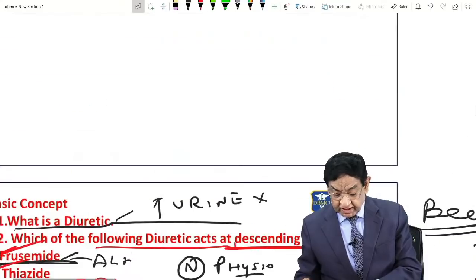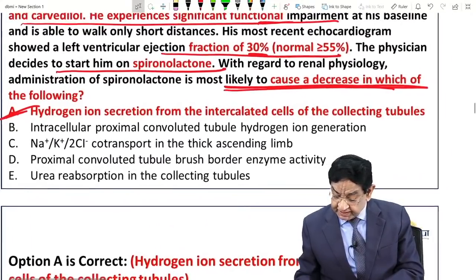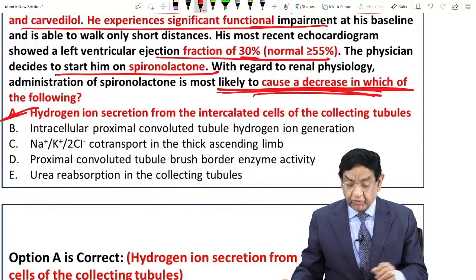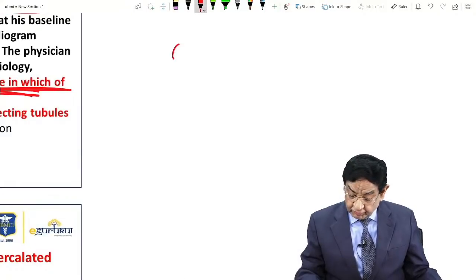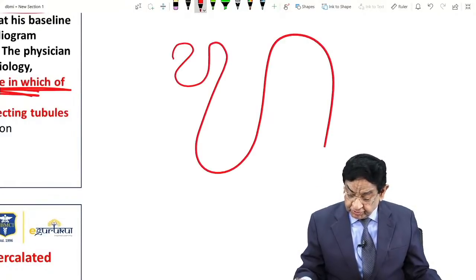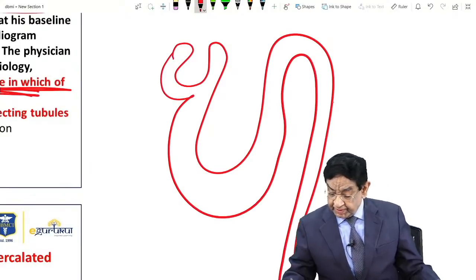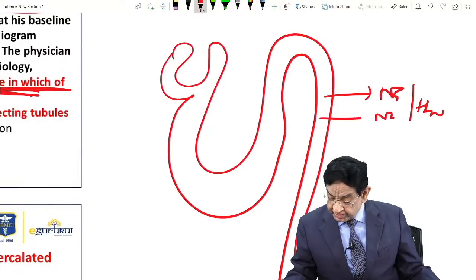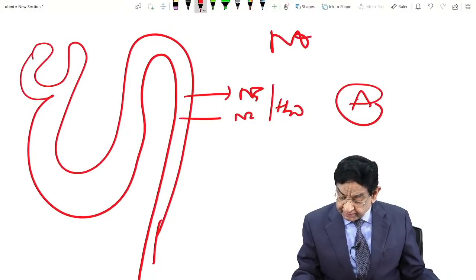So with this background, we go back to the question once again. Which causes a decrease in the following? Spironolactone. So what we do normally: sodium is absorbed with water under the influence of aldosterone normally.